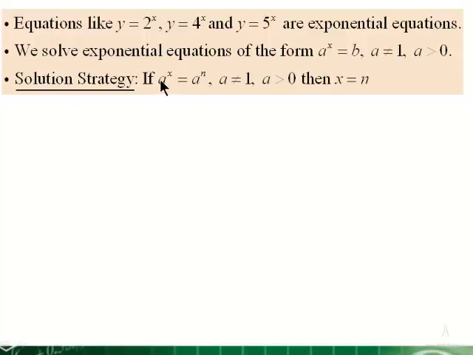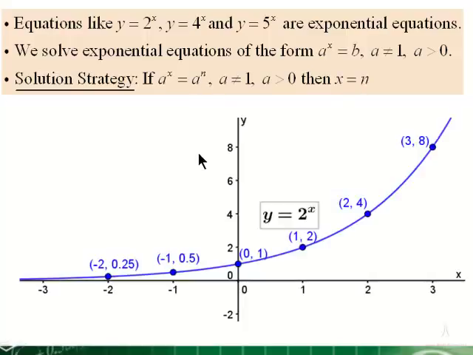So what is the solution strategy? Now, if we have a to the power x equals b, our objective is to write b in the form a to the power n. In other words, in terms of the same base. And then, if the bases are the same, then the exponents must be the same. So x must be equal to n. So we will always try and change the bases to such an extent that they are actually the same. So identical bases implies that the exponents must be the same.